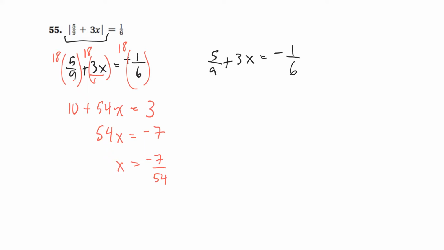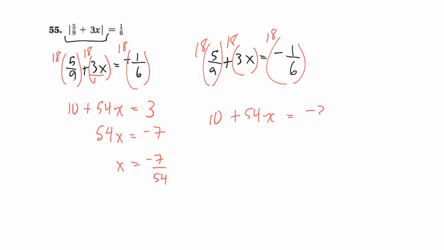Whereas on the other side, I can do the same thing, times by 18, times by 18, times by 18. So this will be 10 plus 54x again, but this time it's going to be a negative 3. So when I move that 10 over, that'll be a negative 13, and then x is equal to negative 13 over 54. Okay, hopefully that helps you with those absolute value questions.